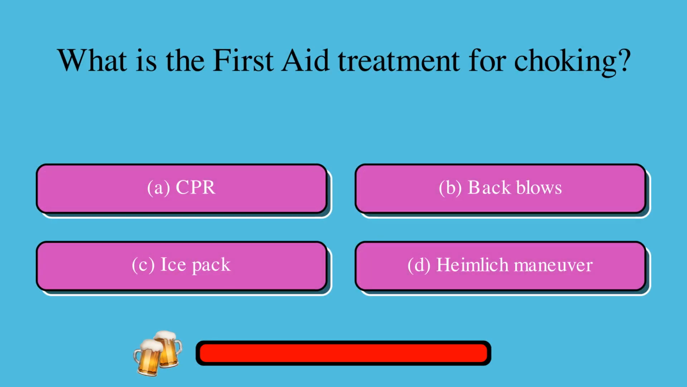What is the first aid treatment for choking? A. CPR, or B. Back blows, or C. Ice pack, or D. Heimlich maneuver? The correct answer is B. Back blows.